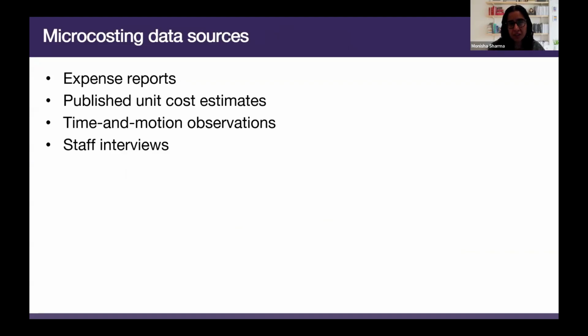And so in terms of data sources for a costing, you can often use expense reports. So from the accountant, what is being spent on the intervention. You can also use published unit cost estimates. So that might not be as relevant if you're just doing a financial costing of what you're spending, but if you want to understand the full payer perspective of PrEP navigation services, you would want to cost the PrEP medication, and maybe you could use a published unit cost.